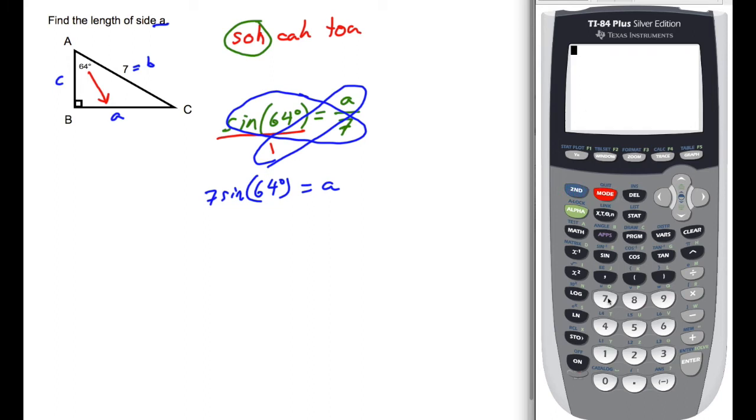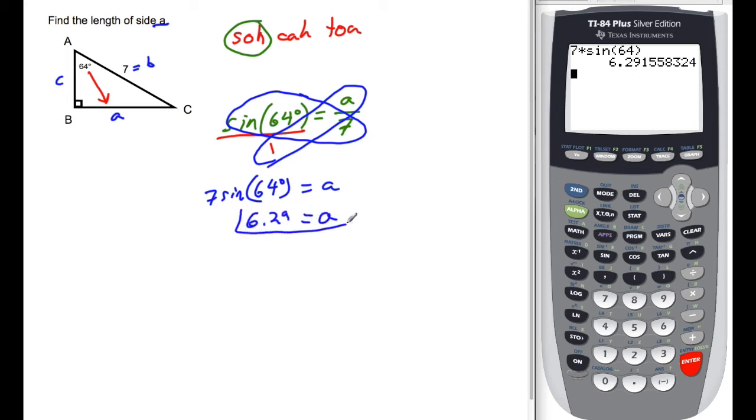So now I'm just going to say 7 times sine right here, of 64 degrees. And there's my answer. I usually want to round to at least 2 decimal places. So A equals 6.29 units in length.